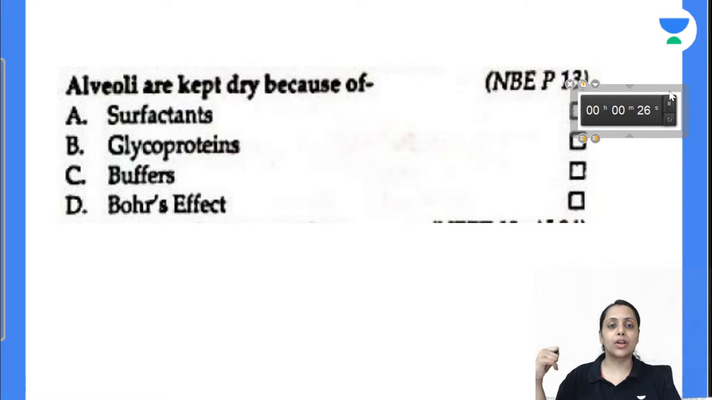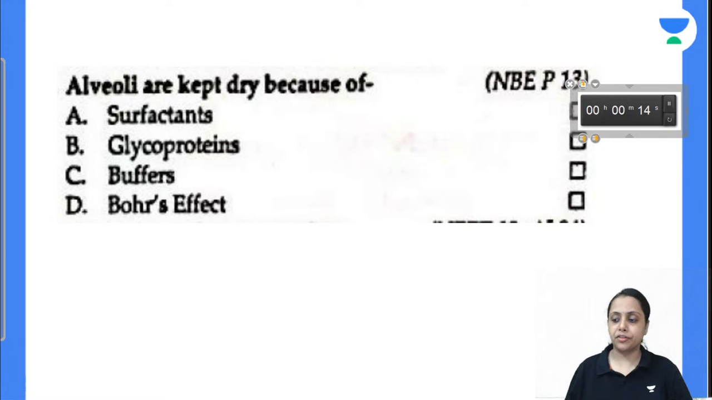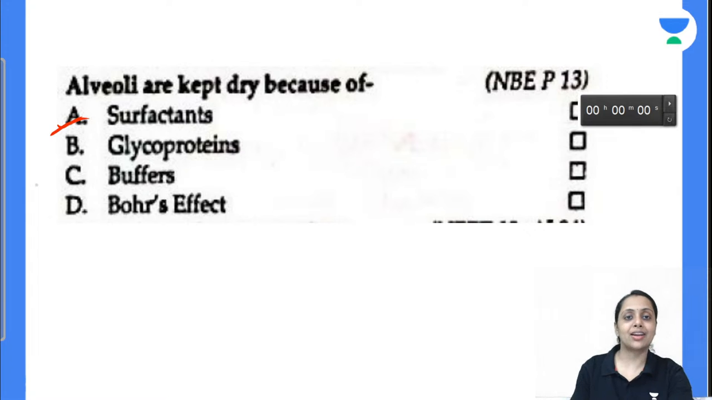Alveoli are kept dry because of. Everybody answer this question. Do reply fast, everybody. Alveoli are kept dry because of obviously surfactant. Surfactant kya kar raha hai? Hamara water structure ko break kar raha hai and it is keeping our alveoli dry. Next question.